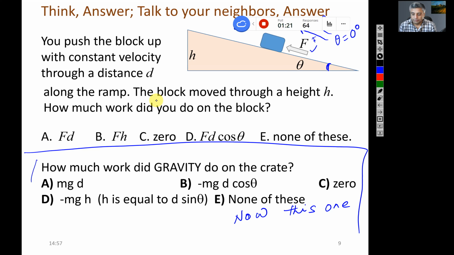So for example, here, this component is going to be mg cosine theta. And another one, which we draw here, is going to be mg sine theta, okay? So now, once we have components, we can forget about the mg. So what we can do is find the work done by both components and add them together.